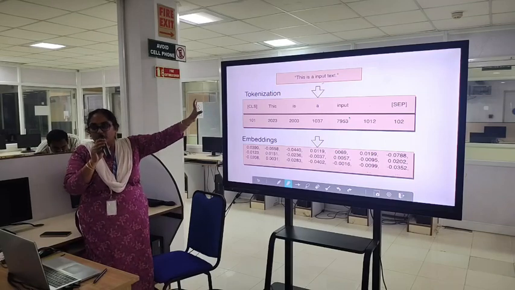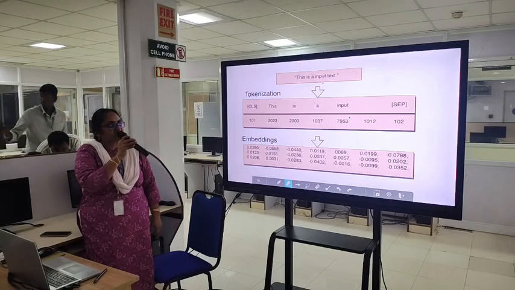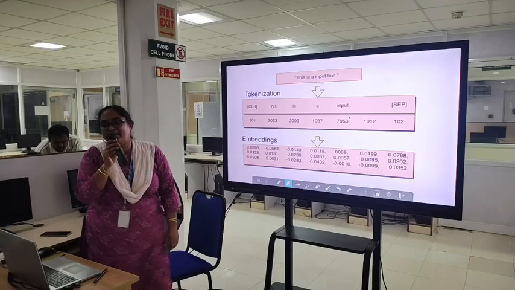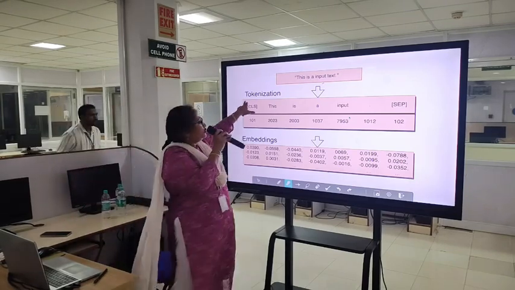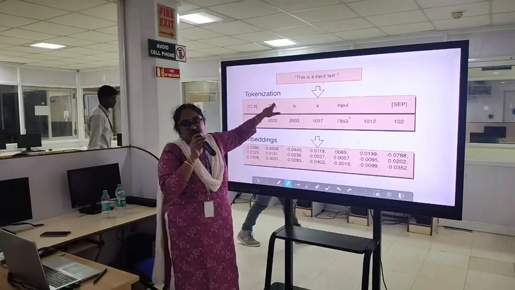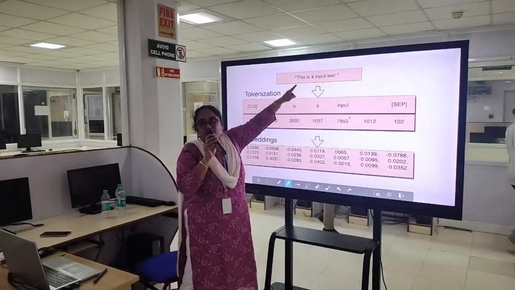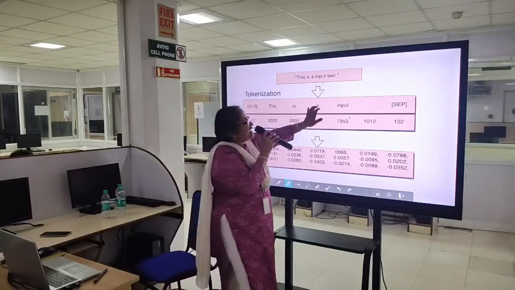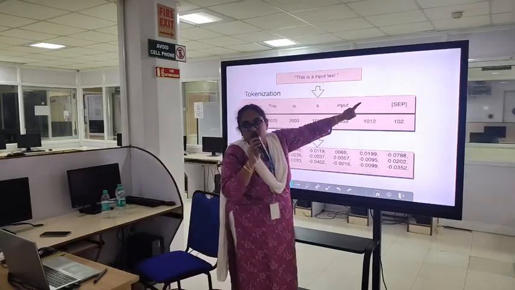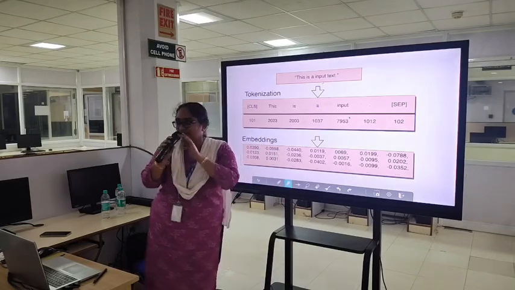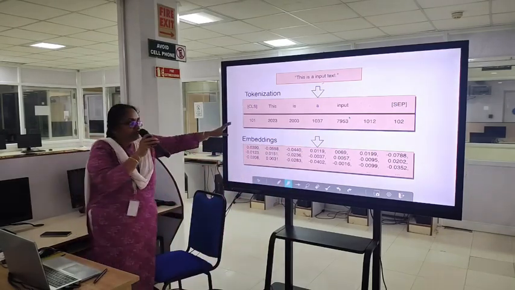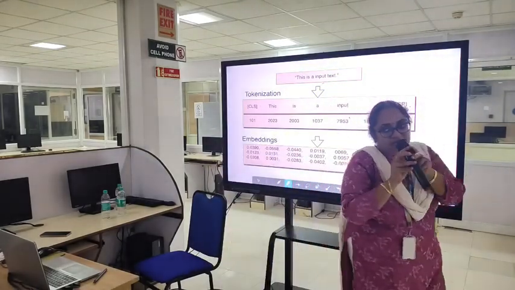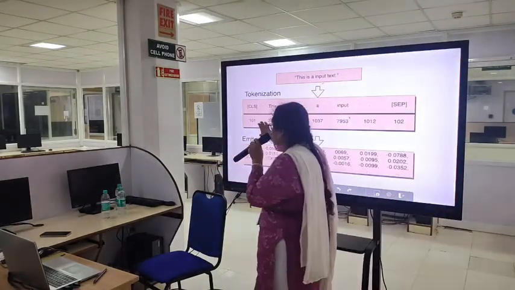Suppose you have a line called, this is the input text. The basic thing that happens in NLP is that you will have to do tokenization. That means each and every word in this particular text is a token. Even the dot is a token there. This is called tokenization. CLS is also a token; it is called a classification token, and SEP is a separator token.